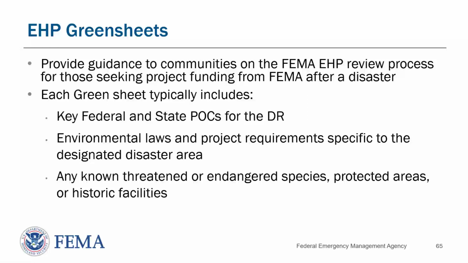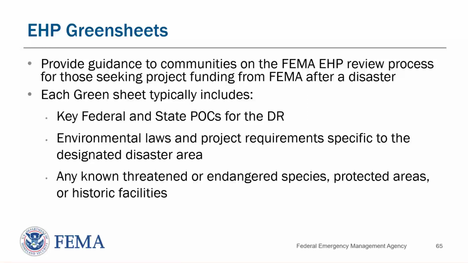So it could be that the points of contact are different for your state historic preservation officer or the tribal historic preservation officer. Key federal and state points of contact are going to be listed on that green sheet, as well as other agencies that are working with EHP or that FEMA is consulting. It also lists general environmental laws and project requirements specific to the designated disaster area, and any known threatened or endangered species and protected areas or historic facilities that are in the area as well.